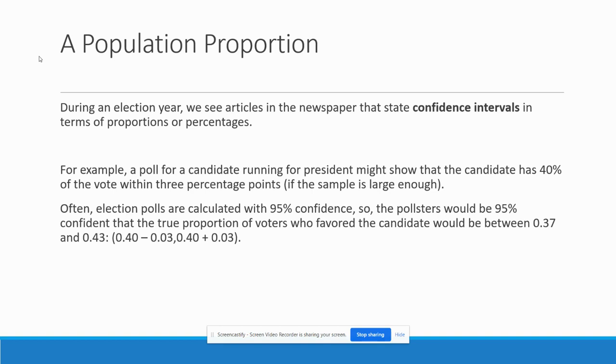So often election polls are calculated with 95% confidence. So the pollsters would be 95% confident that the true proportion of voters who favor the candidate would be between 0.37 and 0.43, which basically is 40% plus or minus 3. Their candidate would be between 37 and 43%. So that's what we're talking about. Again, we're not given that true estimate of the percentage. We're given a range, and a range can cover you in a lot of different circumstances.